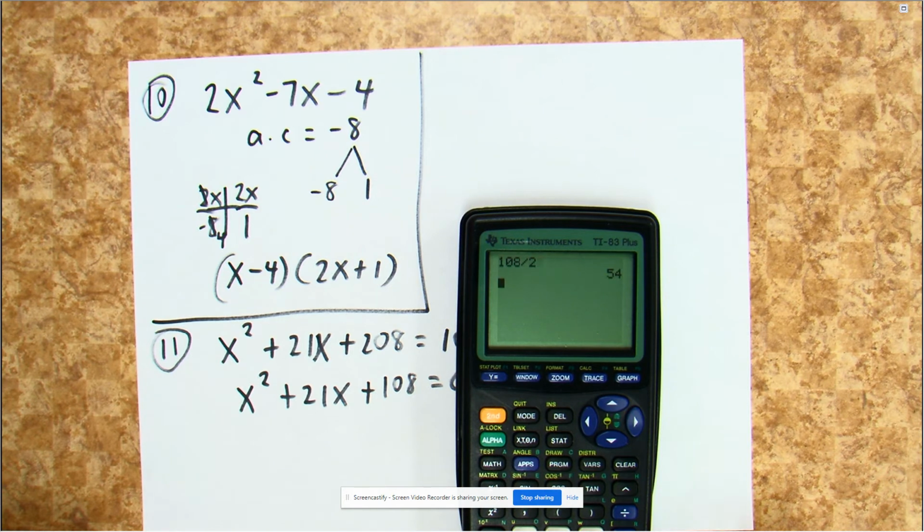108 divided by 2, definitely not. 108 divided by 3, nope. 108 divided by 4, no, those add up to 31, but we're getting closer. 108 divided by 8, nope, it's a decimal, forget that. 108 divided by 6, those add up to 24. We're getting a lot closer. 108 divided by 12, there it is.